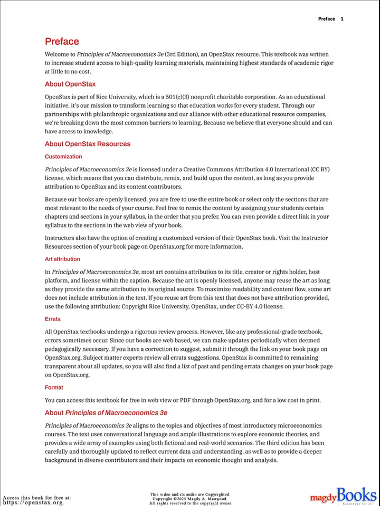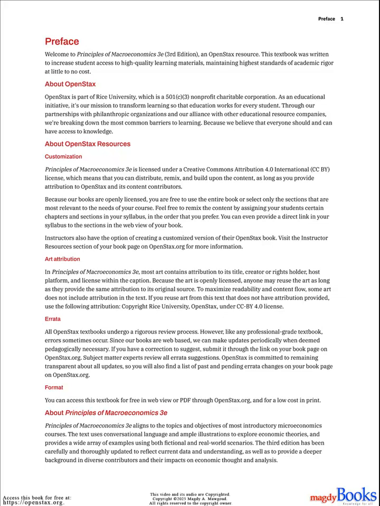Art attribution. In Principles of Macroeconomics 3E, most art contains attribution to its title, creator or rights holder, host platform, and license within the caption. Because the art is openly licensed, anyone may reuse the art as long as they provide the same attribution to its original source. To maximize readability and content flow, some art does not include attribution in the text. If you reuse art from this text that does not have attribution provided, use the following attribution. Copyright Rice University, OpenStax, under CC BY 4.0 license.